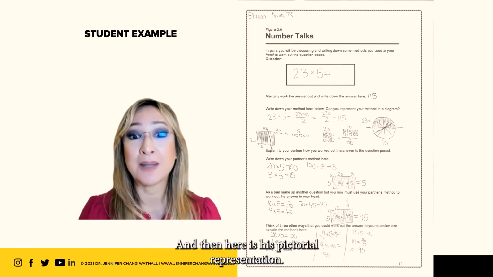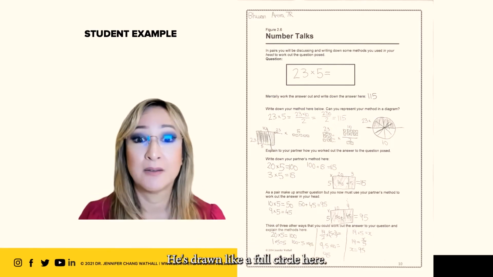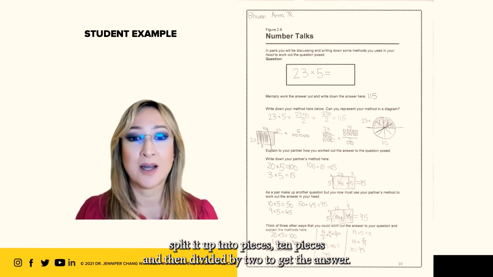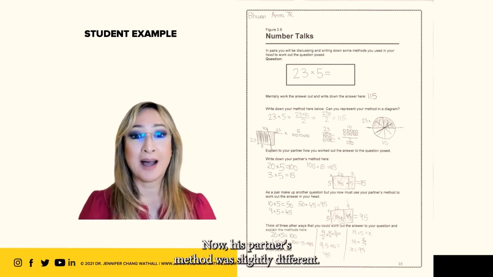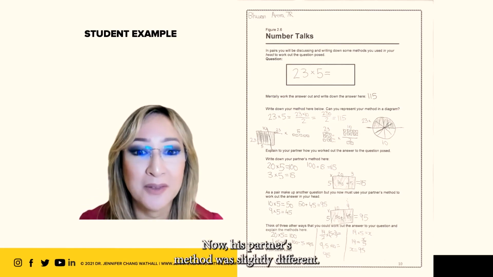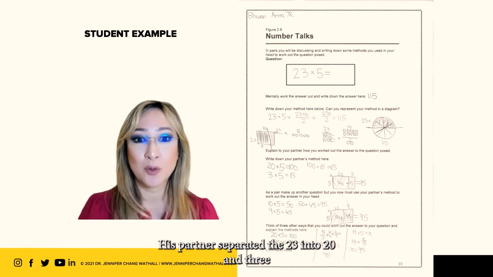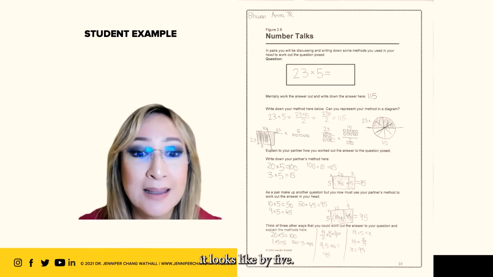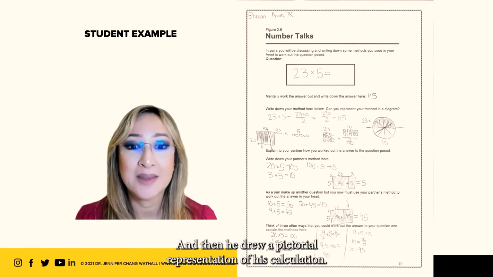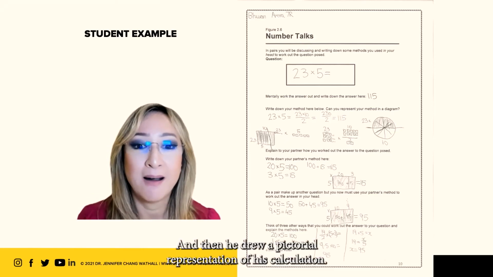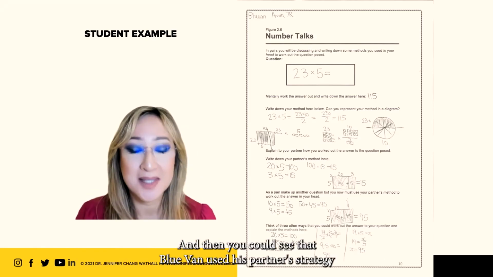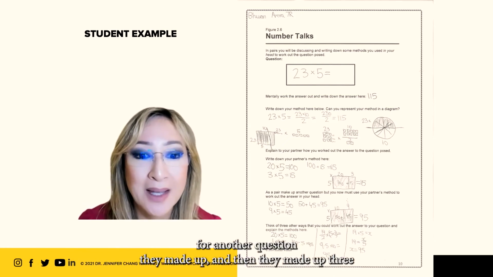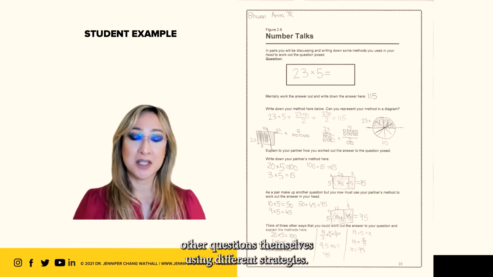And then here is his pictorial representation. He's drawn like a full circle here. And then he split it up into pieces, 10 pieces, and then divided by 2 to get the answer. Now, his partner's method was slightly different. His partner separated the 23 into 20 and 3 and multiplied each of those numbers by, it looks like, 5. And then he drew a pictorial representation of his calculation. And then you can see that Bhuvan used his partner's strategy for another question they made up, and then they made up 3 other questions themselves using different strategies.